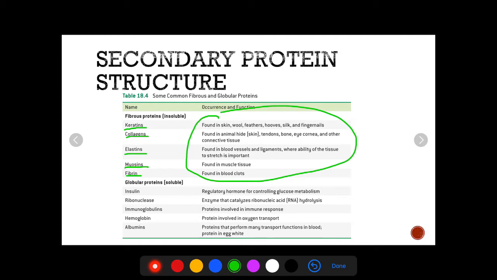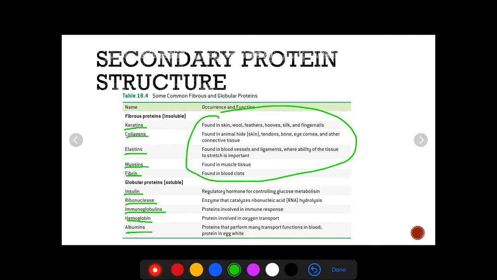Okay, and then we have globular proteins. We have insulin, ribonuclease, immunoglobulins, hemoglobin, albumins. So just some examples there of fibrous or globular proteins.